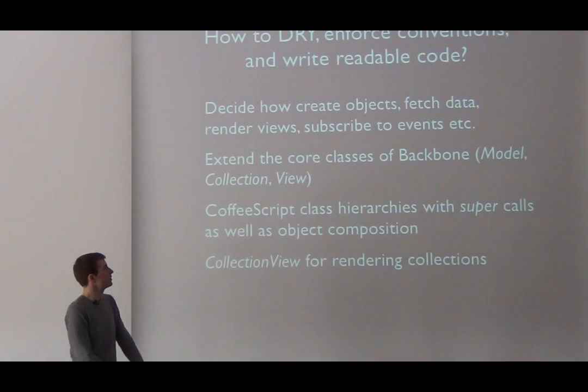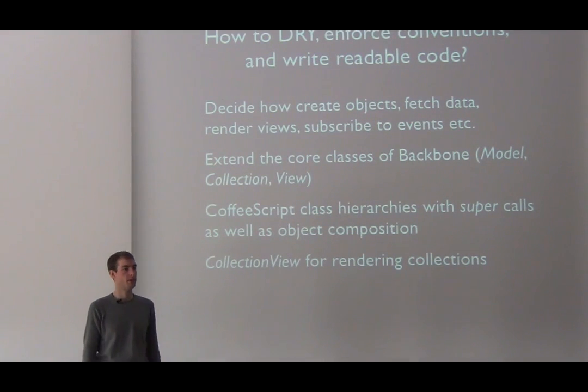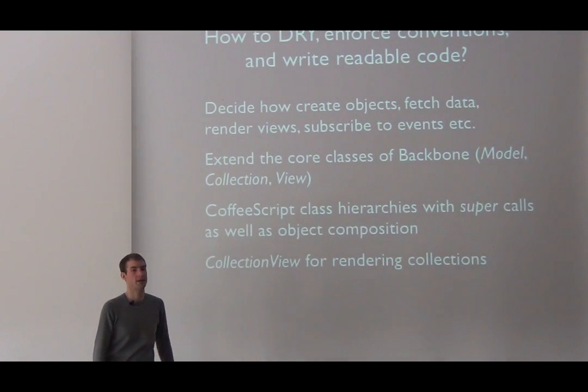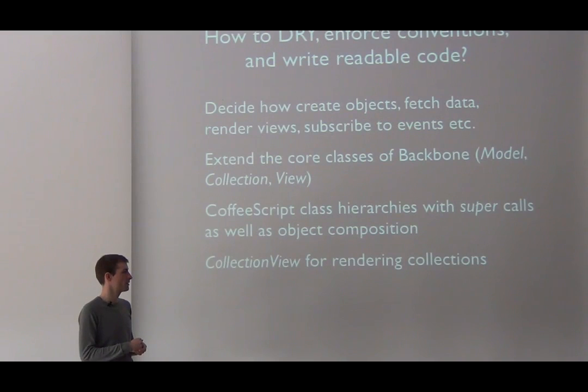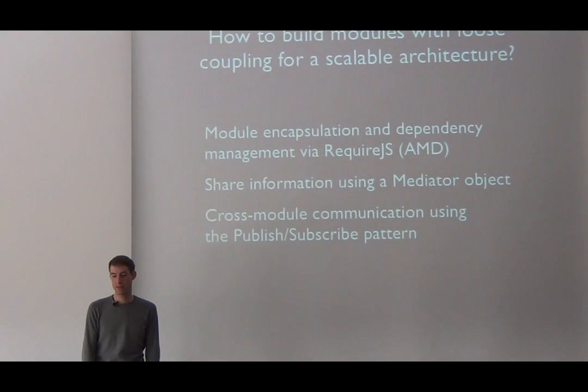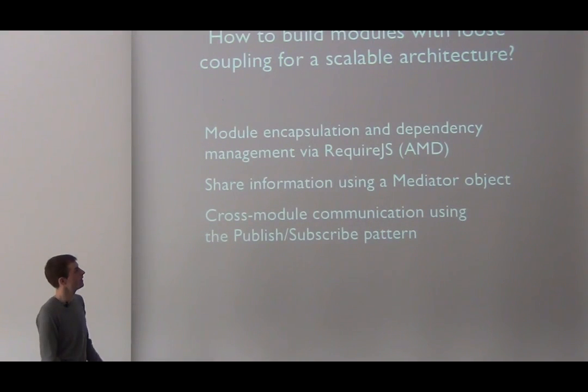Yeah, and in addition to subclassing the Backbone classes, we implemented some helper classes, like the collection view, for example. In Backbone, there's no standard solution for how to render lists intelligently. So we wrote a collection view for that, which basically does everything automatically. You just put something in the collection, and the view is automatically adapted to that.